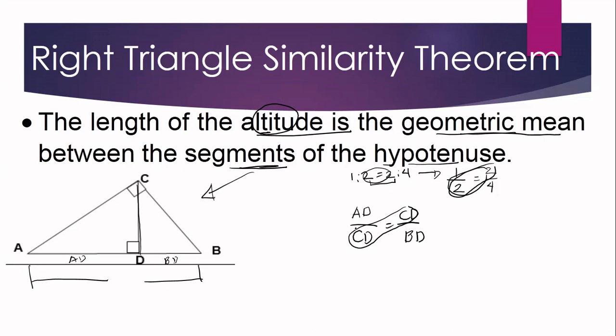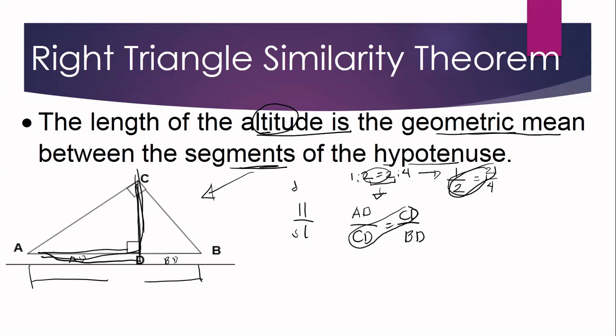Ratio ng anong parts ng triangle ang tinutukoy natin sa statement nito. If we are going to look at triangle ADC, yung ating AD is actually the longer leg. Tapos yung CD natin sa ating ADC is the shorter leg. So ang tinutukoy natin is the ratio of the longer leg to shorter leg.